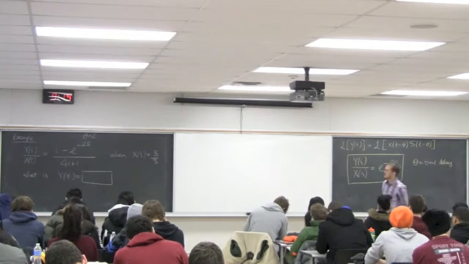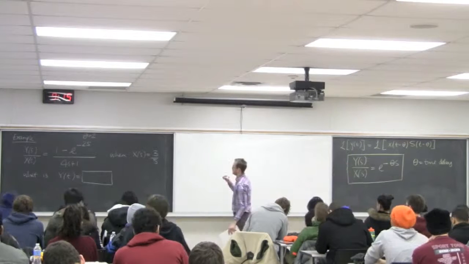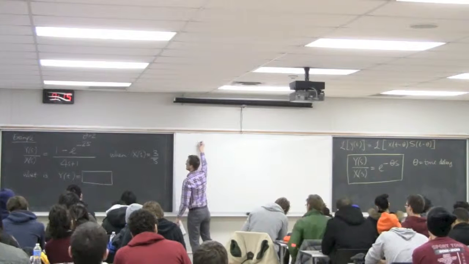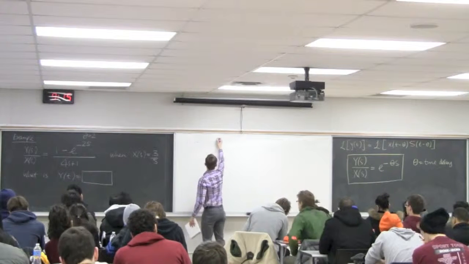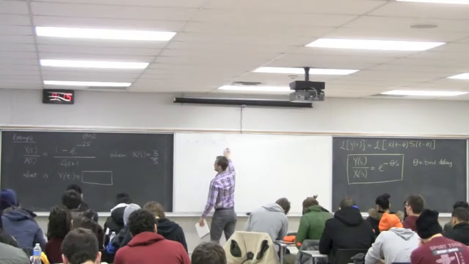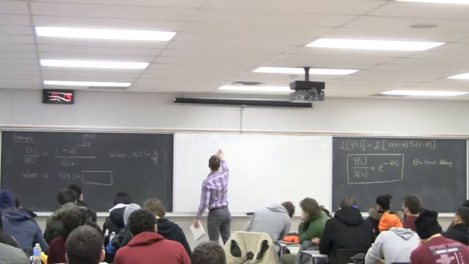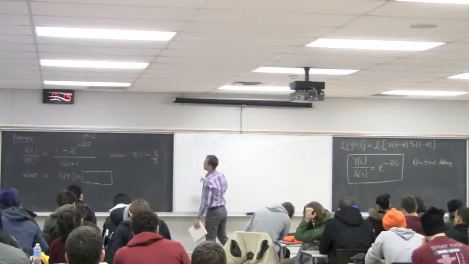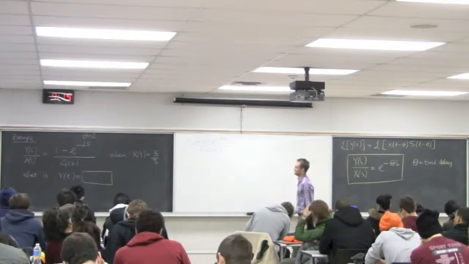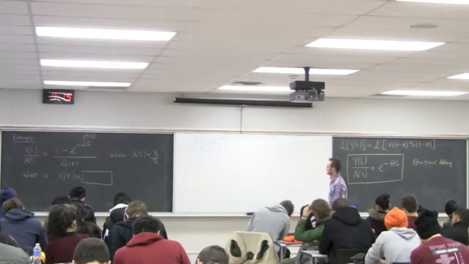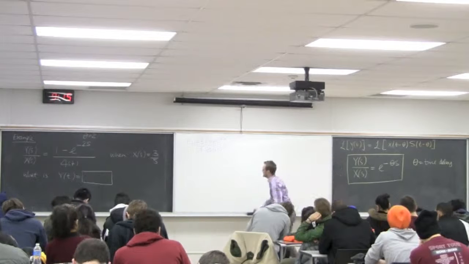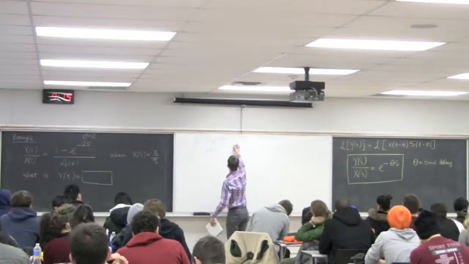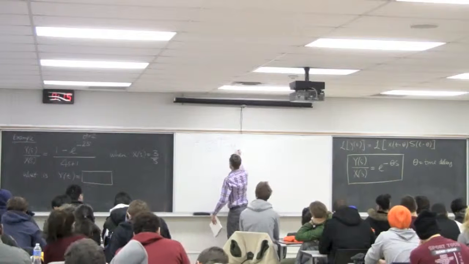So one way we can do this is if I put in a step input of 3 over s, we can write that y of s is (1 - e^(-2s)) divided by (4s + 1), and then we've got a 3 over s. That's my input. Some people like to write it at the front, some people like to write it at the end. Doesn't matter too much.